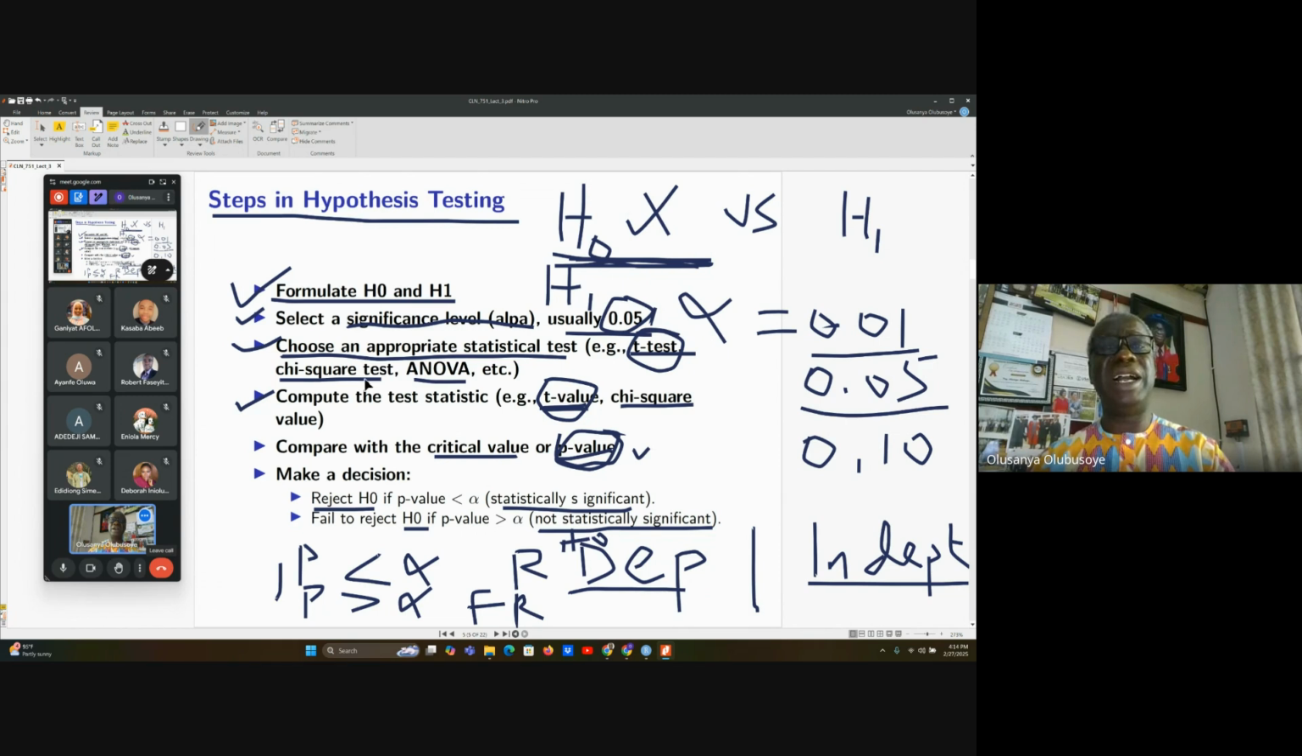So everybody should get used to these steps. These are the main steps involved in hypothesis testing, starting with formulation, selection of level of significance, choosing appropriate statistical test, computing the test statistic, comparing, and then taking decision. Those are the steps.